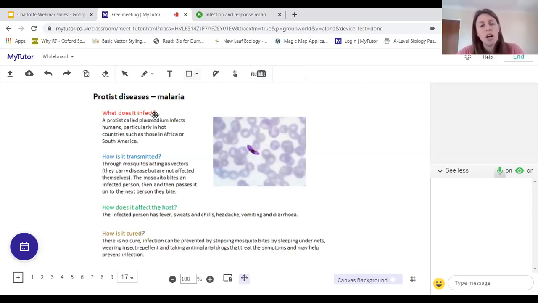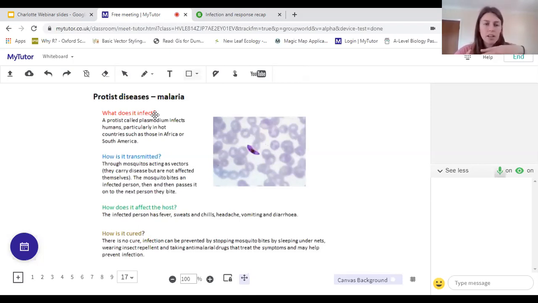How does it affect the host? Fever, sweats, chills, headache, vomiting, and diarrhea. So a combination of lots and lots of very uncomfortable symptoms. You can get dehydrated very quickly, and it really disrupts your immune system. There's no cure for malaria. You can only prevent it. So infection can be prevented by stopping mosquito bites. That's why when you're in hot countries, you normally sleep under nets, and you often wear insect repellent, and you usually take anti-malarial drugs as well. Those drugs stop the symptoms and may also help to prevent the infection.